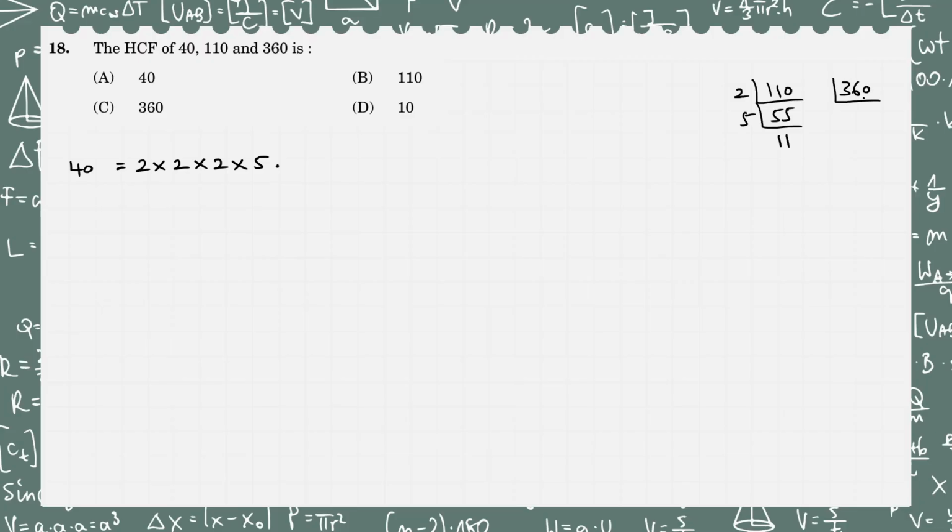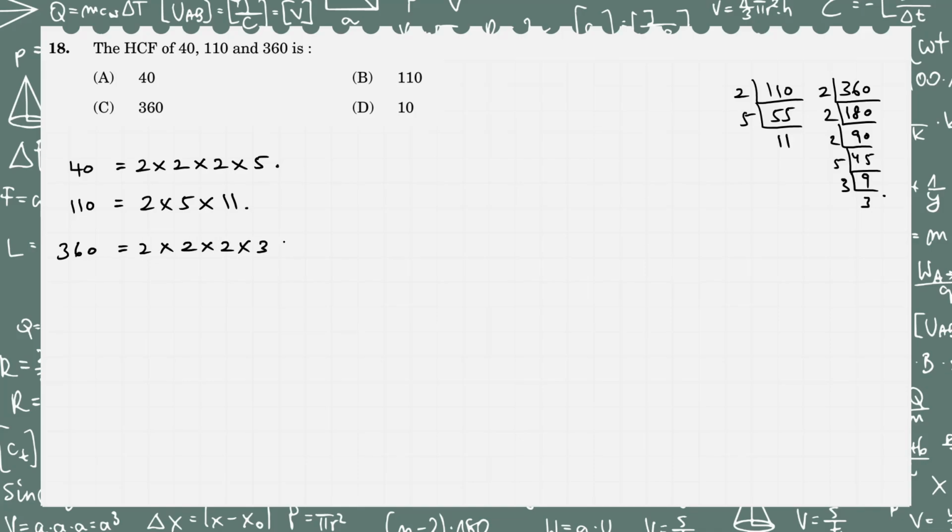And for 360, we can start with the 2, 2 18 times, another 0, and then 90 times, and then 45 times, and then 5 9 times, and 3 3 times. So if we write the factors in the ascending order of the primes, then 110's prime factorization is 2 into 5 into 11, and 360's prime factorization will be 3 2's and 2 3's and 5. So these are the prime factors we have, right?